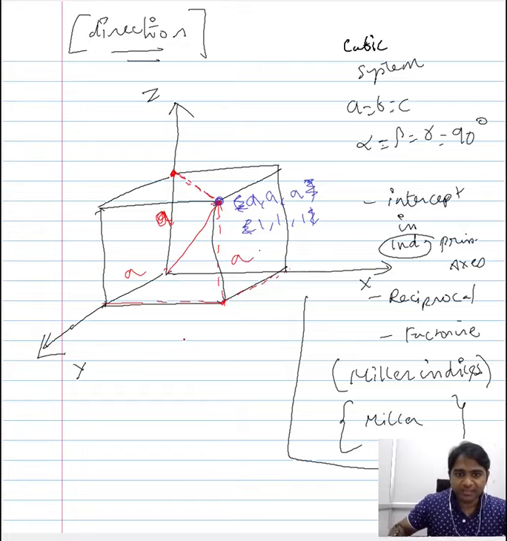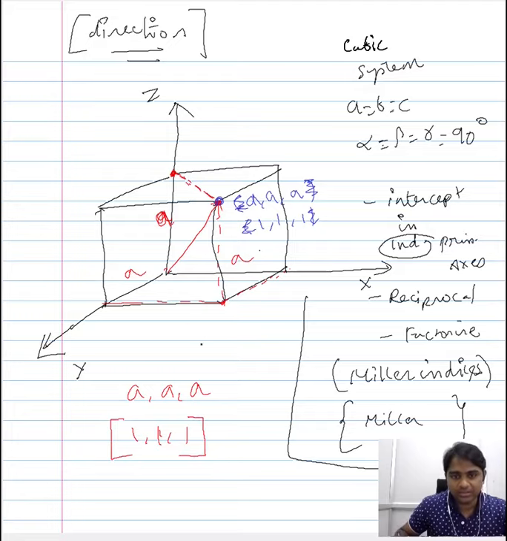Now this point we can write down as a, a, a. When you factorize it, you end up with 1, 1, 1. And when you enclose this with a square bracket, you are talking about the direction. So the way to calculate a direction is to project the direction onto the different principal axes, consider the point where the projection meets in those axes, quantify that point, and finally factorize it.